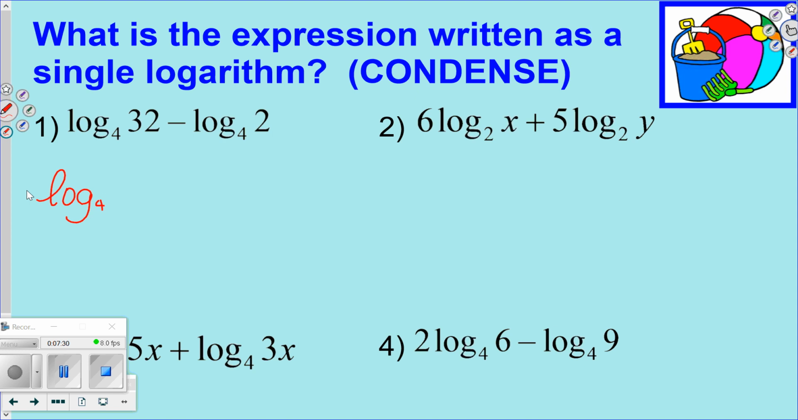So am I adding them? Am I multiplying them, subtracting them? When I put them together, what property is going to happen? It's subtraction, so I'm going to divide. The first one goes on top, the one right after goes on the bottom. So I have 32 divided by 2, which you guys told me is 16. So that would be log base 4 of 16.